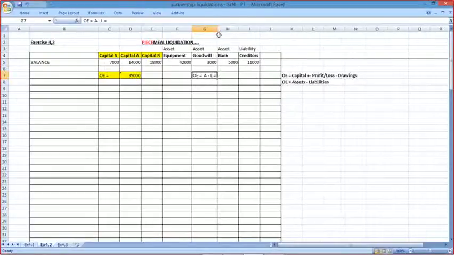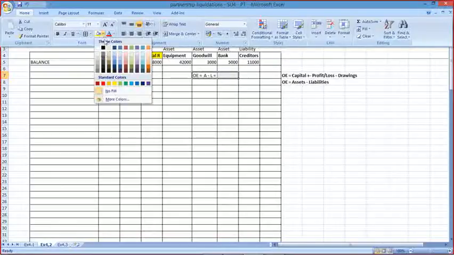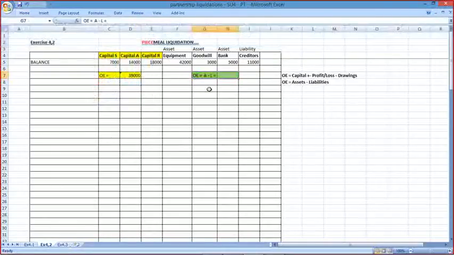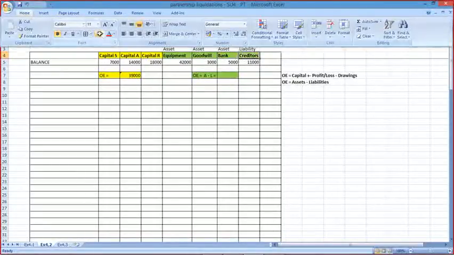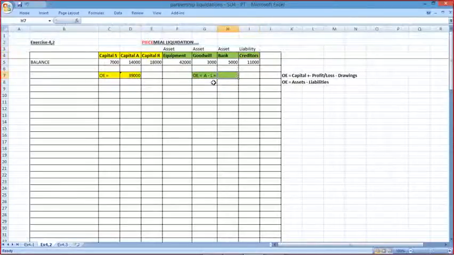Right, and then surely on this side of the owner's equity, I should have the same thing, right? If I look at assets minus liabilities, what are my assets? Equipment, goodwill, and bank. Correct. And then you've got one liability, which is creditors, which is obviously a negative. So if I add up equipment plus goodwill plus bank minus creditors, what do I get? I also get 39,000.